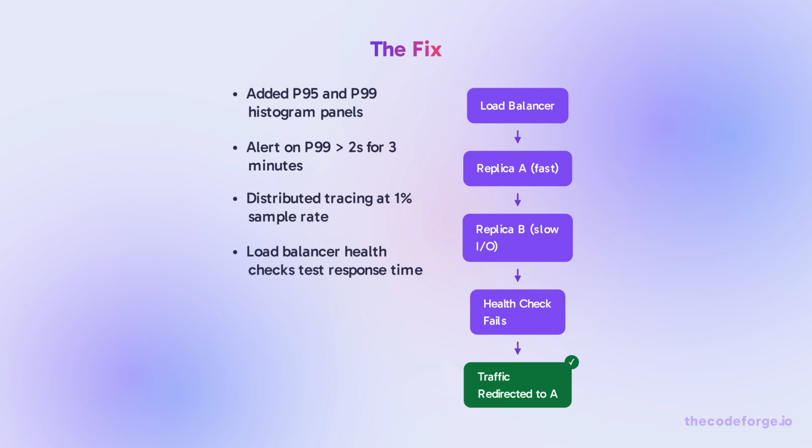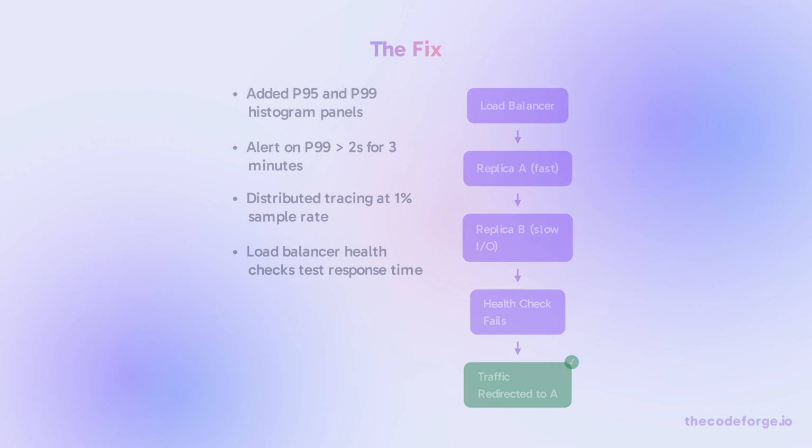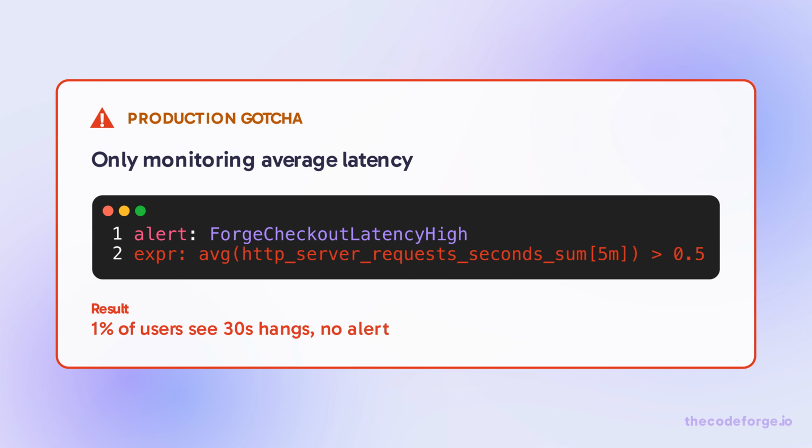The fix involved adding P95 and P99 latency histograms as first-class metrics, alerting on P99 thresholds, enabling distributed tracing to reveal the replica routing pattern, and implementing load balancer health checks that test actual query response time, not just TCP connectivity. Using average latency as your alert metric hides tail latency. In the incident, average was 120 ms, but P99 was 30 seconds. Always use histogram quantile for P99 and alert on that.